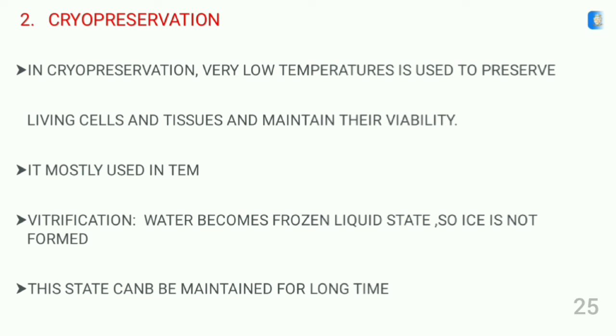The second one is cryopreservation. In cryopreservation, very low temperature is used to preserve living cells and tissue and maintain their viability. It is mostly used in TEM. Vitrification. Water becomes a frozen liquid state, so ice is not formed. This state can be maintained for a long time.